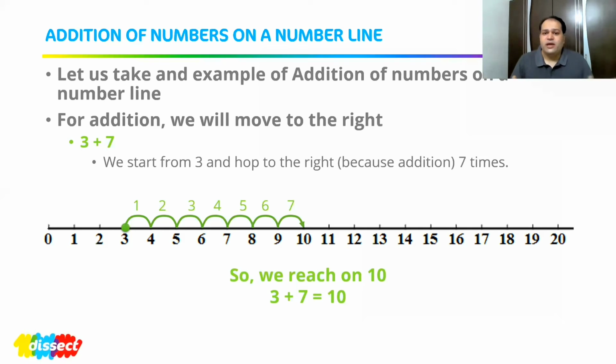And the 7, we actually make 7 jumps. Now, which direction to make the jump? This is one thing that you need to remember. Positive means you jump to the right, and negative means you jump to the left.